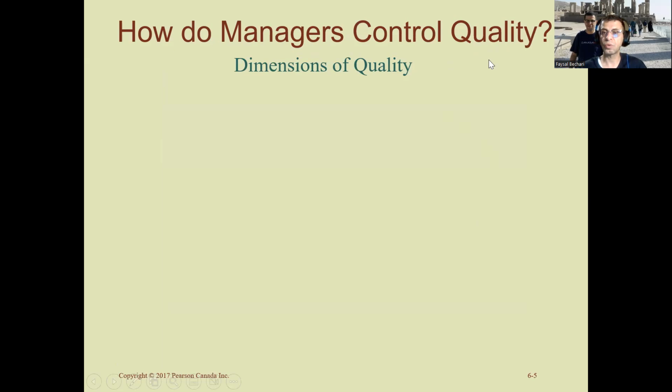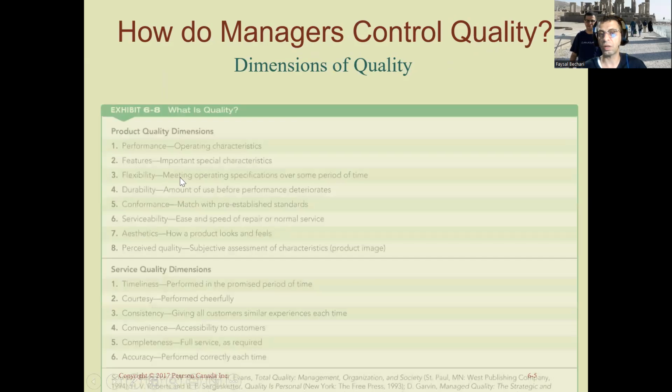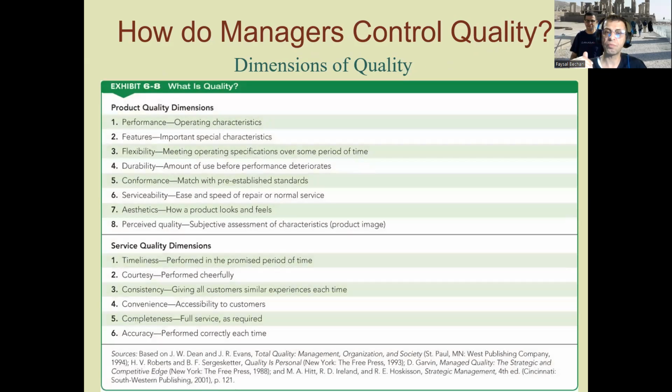How do managers control quality? That's a good question. Dimensions of quality. Managers have some kind of benchmark, and they do calculations based on market leaders or on data collected from previous years of the same operation. But overall, what is quality? In a product, a quality dimension is performance, which could be operating characteristics, features, important special characteristics, and flexibilities, meeting operating specifications over some period of time. Then durability, the amount of use before performance deteriorates.